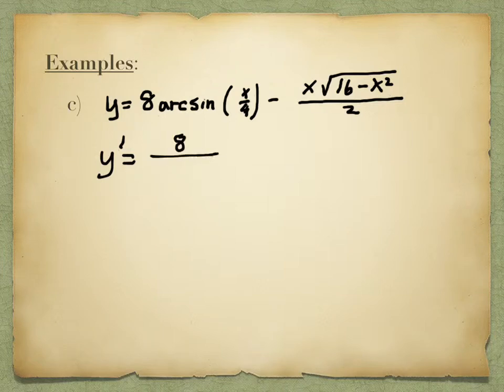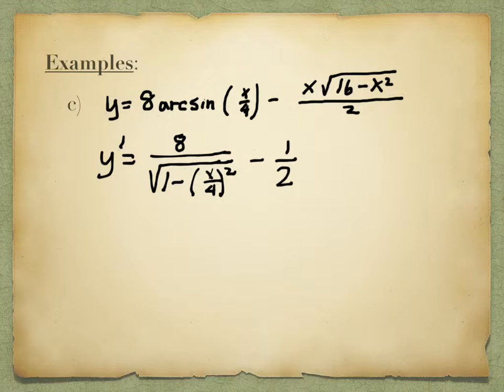Okay, 8 over the square root of 1 minus, and it would typically, the formula itself says x squared, but my x in this problem is actually x over 4. So I have x over 4 quantity squared. Look good? All right. The next problem, I'm going to rewrite it as though it's just a 1/2 and ignore that for the moment. I have x times the square root of 16 minus x squared.